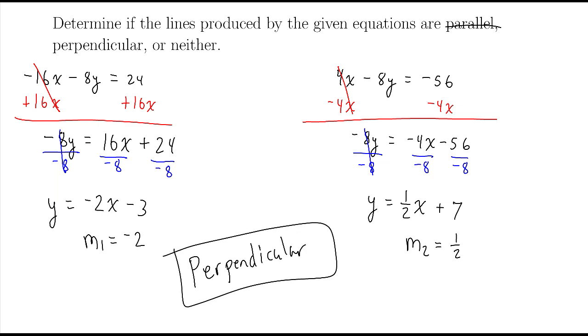Okay, recap. Opposite signs, we have a negative and a positive, and they're reciprocals. 1/2, 2 over 1. Therefore, we have perpendicular lines.